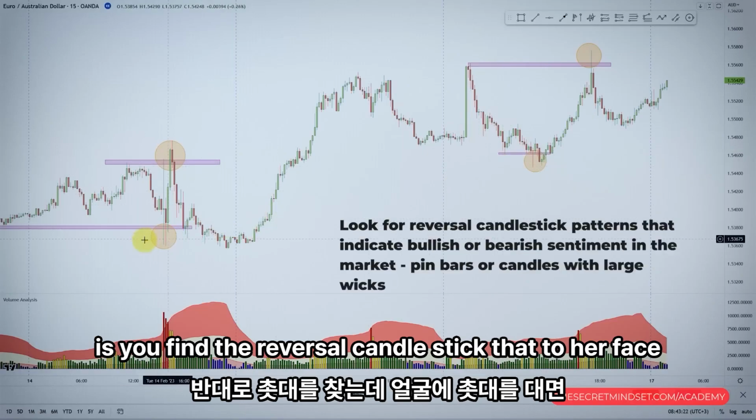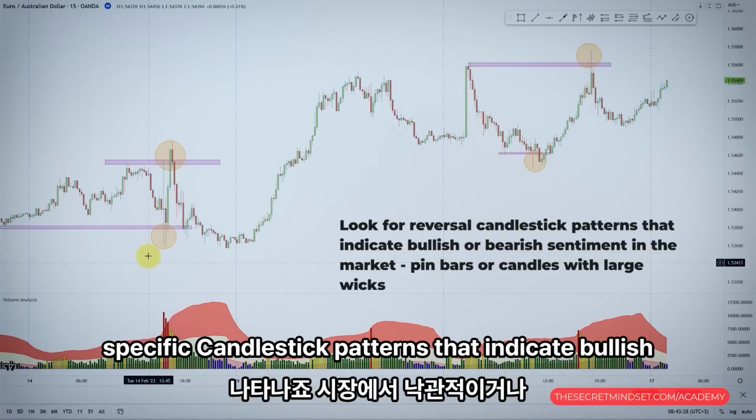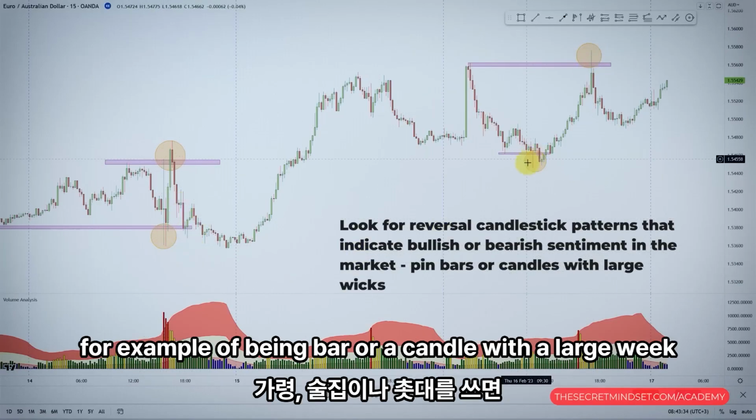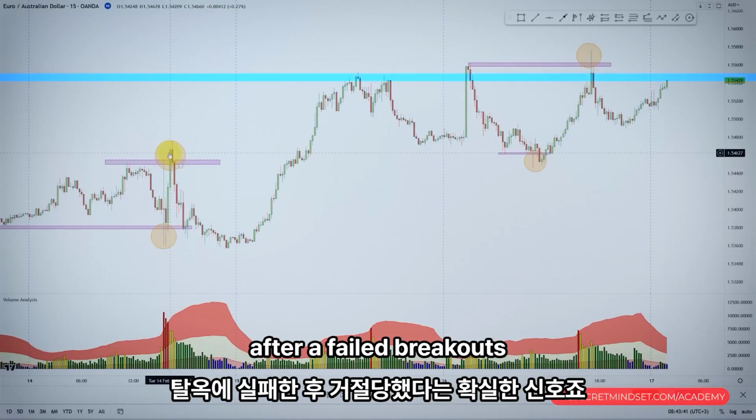If you find a reversal candlestick pattern, that's even better. Fake breakouts often form specific candlestick patterns that indicate bullish or bearish sentiment in the market. For example, a pin bar or a candle with a large wick is a clear sign of rejection after a failed breakout.